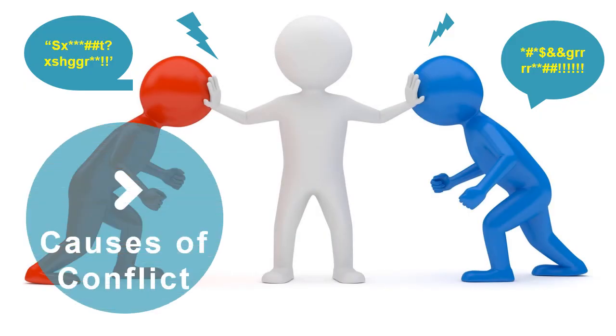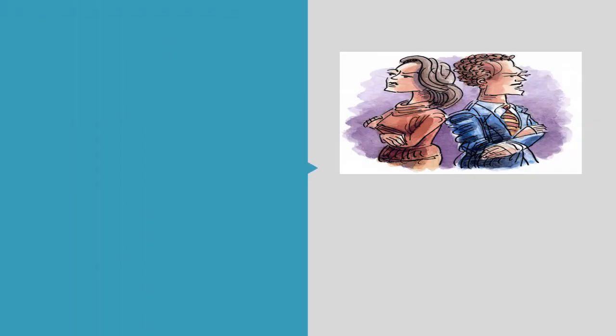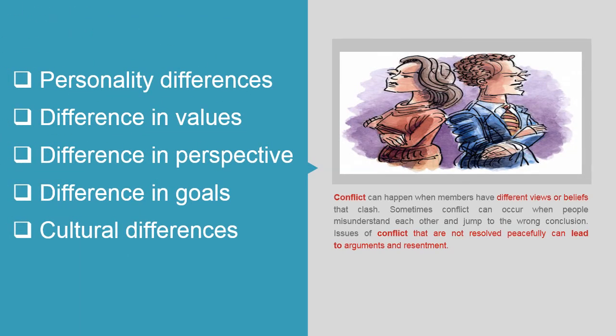Staff should understand the causes of conflict. Conflict can happen when members have different views or beliefs that clash. Sometimes conflict can occur when people misunderstand each other and jump to the wrong conclusion. Issues of conflict that are not resolved peacefully can lead to arguments and resentment. The following are differences: personality differences, difference in values, difference in perspective, difference in goals, cultural differences.